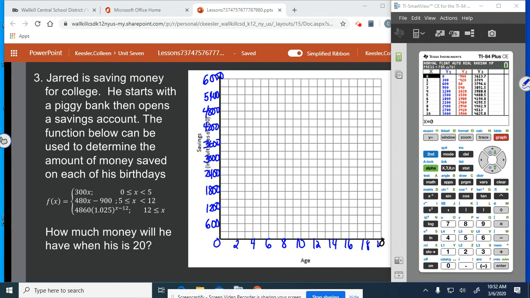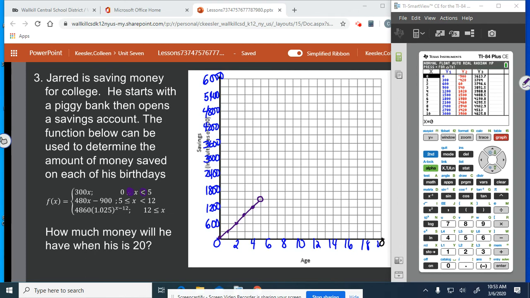So our first graph is that 0 to 5. And we have to graph carefully. So 0, 0 is included. So we put our closed circle at 0, 0. And an open circle is going to be at 5 because that's when he changes how he's saving. So 0, 0 is our first point, then 1, 300, then 2, 600, then 3, 900, 4, 1200, 5, 1500 with an open circle. So there's our first line.